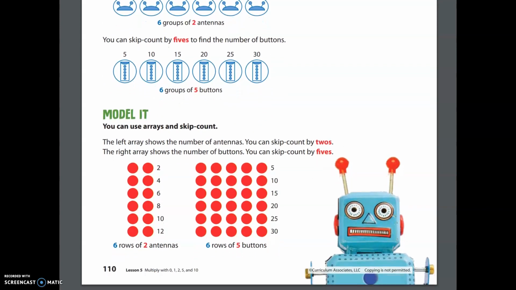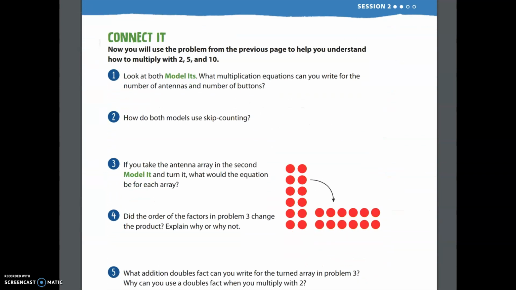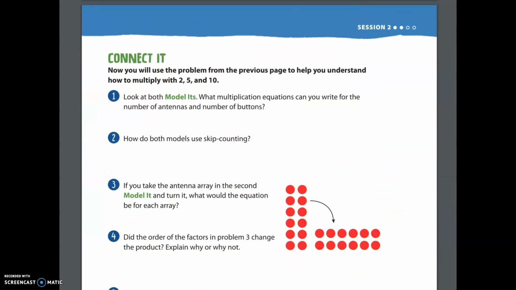It also shows how you can use an array. It says if I did a row for each robot, that's 6 rows, and 2 antennas for each of them would be 12, or 6 rows with 5 buttons for each of them would be 30. Either way, you would have 12 antennas and 30 buttons. So let's go ahead and go to page 111.